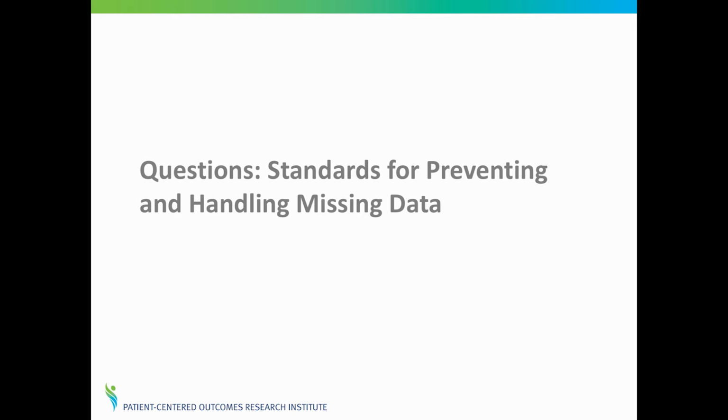I'm going to jump ahead to a different addition to the standards. This is in the Standards for Preventing and Handling Missing Data. When the standards for preventing and handling missing data were written, they referred really to only one kind of missing data, which was when the participant in the research drops out of the study entirely. And now they refer to other forms of missingness. Can you tell us about the other forms of missingness and what the change in the standards really refers to?